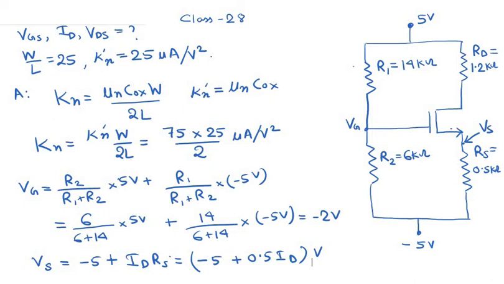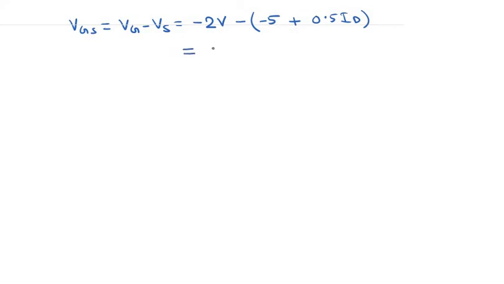So when we calculate VGS, VGS is basically equal to Vg minus Vs, and Vg is equal to minus 2 volts. Vs is equal to minus 5 plus 0.5 Id. So this basically becomes 3 minus 0.5 Id. Okay, so this is basically the value of VGS.